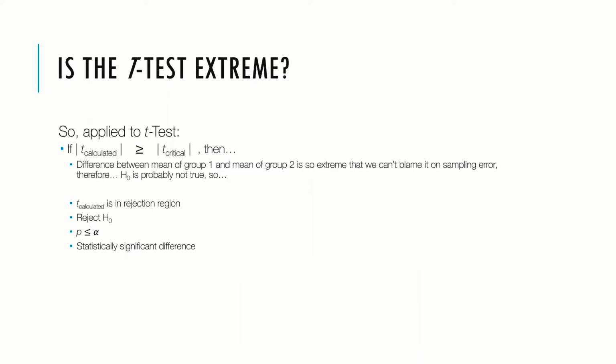Now, we replace z with t, and that same logic holds. If our t calculated is greater than our t critical, then we're in the extreme region. We cross that finish line. We are in the rejection region. We reject the null. P is less than alpha, statistically significant difference. I switched this up here because sometimes we refer to calculated as obtained, right? The t obtained versus the t critical, or the t calculated versus the t critical.